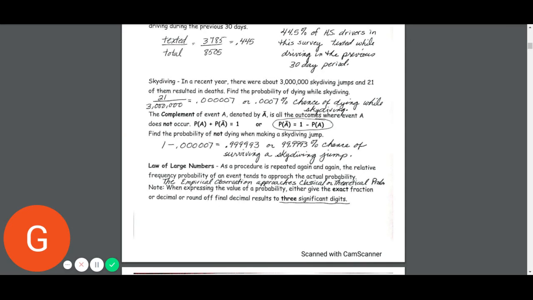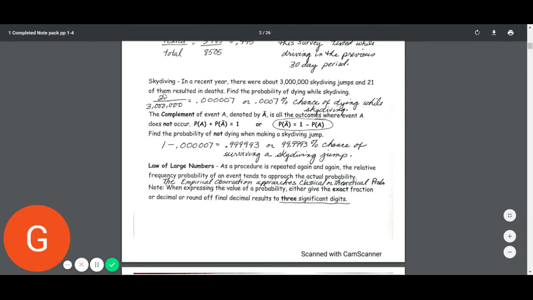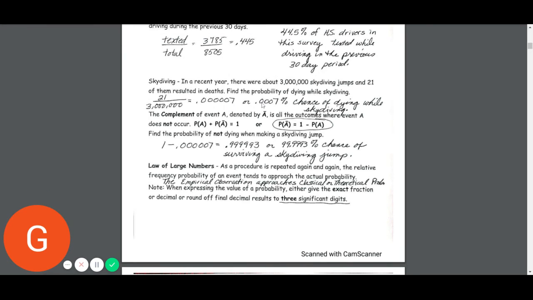So skydiving. In a recent year, there were 3 million skydiving jumps, and 21 of them resulted in deaths. Find the probability of dying while skydiving. So this is 21, what was observed, 21 out of 3 million. When we divide that out, it's a really small percentage of people who died while skydiving. In percent form, it's 0.007, basically 7/10,000ths of a percent chance of dying while skydiving.